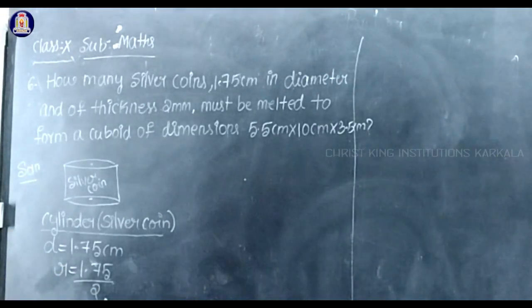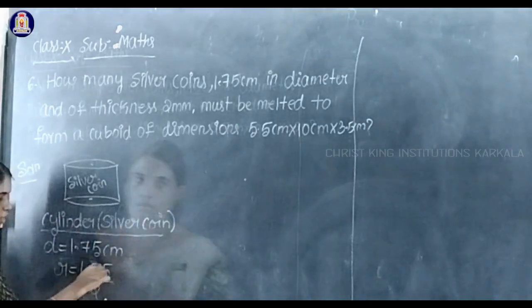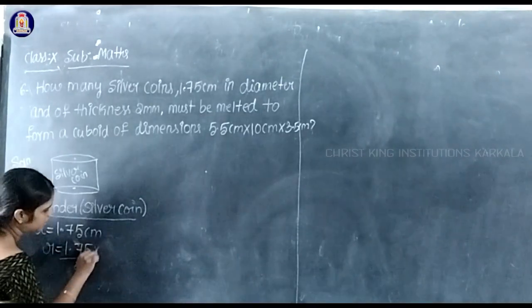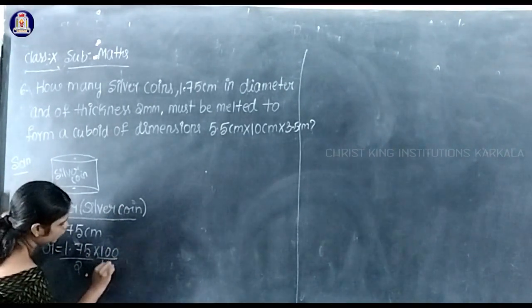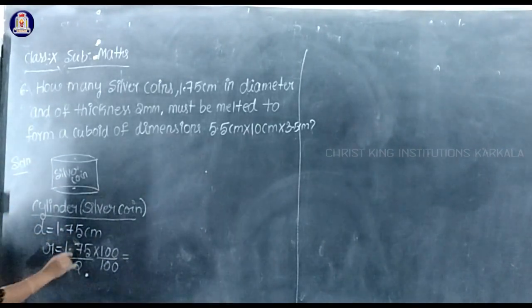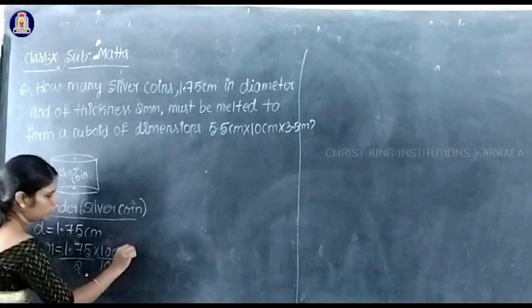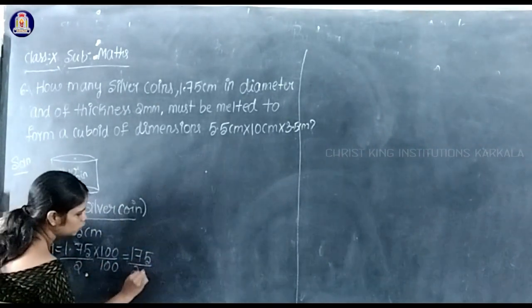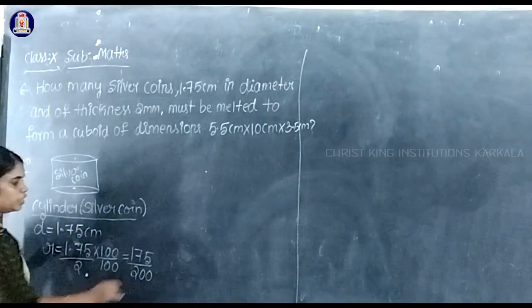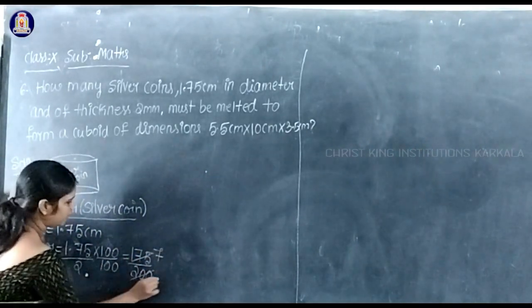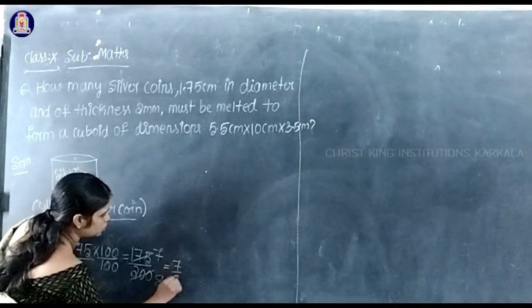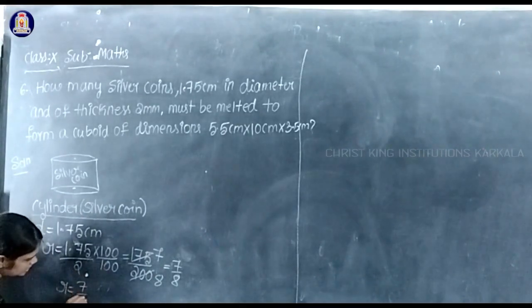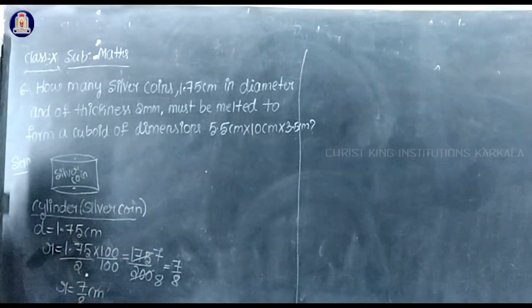So therefore, first of all, 1.75. After the decimal point you have two decimal digits, so I'll multiply and divide by 100. So this is equal to 1.75 into 100, which is 175, by 2 into 100, which is 200. 25 sevens are 175, 25 eights are 200. So this is equal to 7 by 8. Therefore, the radius is equal to 7 by 8 centimeter.